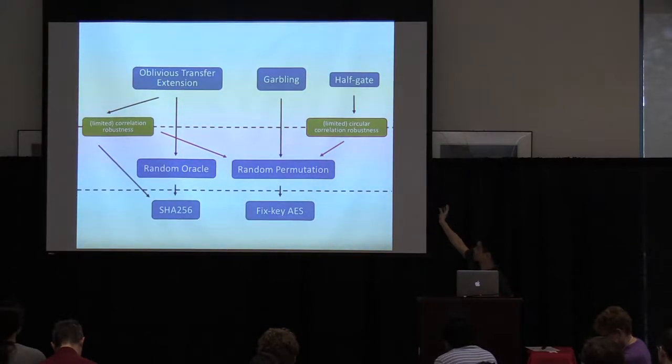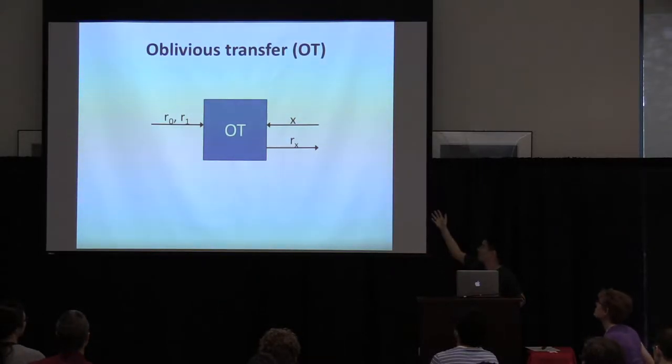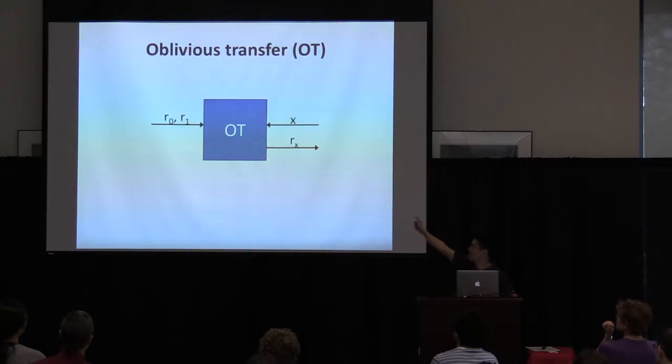So I will not talk about the half gate part, and I will mostly focus on why this part is problematic. And in order to talk about that, I need to first talk about oblivious transfer and oblivious transfer extension from a very high level. Well, so this is the oblivious transfer ideal functionality. Everybody has seen it twice, yesterday and today. So the receiver sends a bit x, the sender sends two messages, and the receiver gets one of the messages.